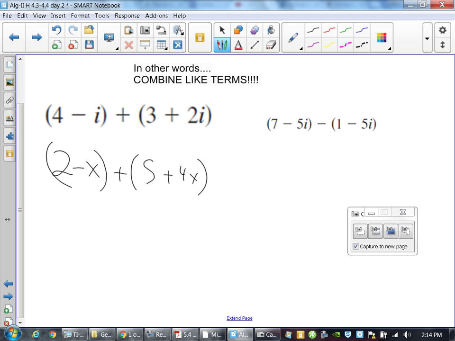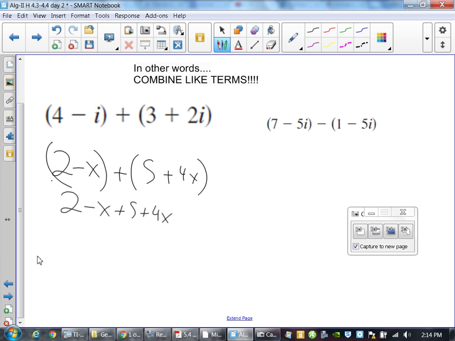Are you distributing anything here? No, because there's an addition symbol. You just combine like terms. It's 2 minus x plus 5 plus 4x. These parentheses are just what we call grouping symbols. It just means they're part of it together. They have no bearing on the problem here because of the addition symbol.